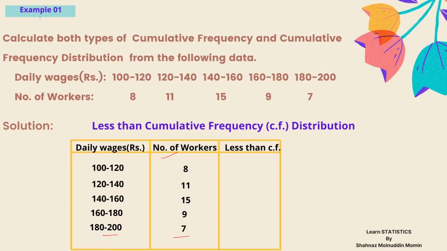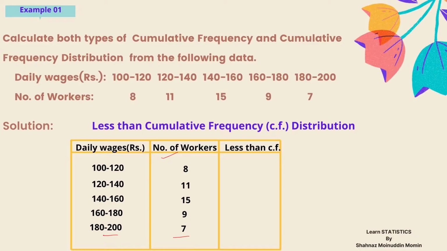Now let us consider the first example. Calculate both types of cumulative frequency and cumulative frequency distribution from the following data. Here we are given the daily wages and the number of workers. The daily wages are classified into different classes as 100 to 120, 120 to 140, likewise up to 180 to 200. Similarly, the corresponding numbers of workers are also given as 8, 11, 15, 9 and 7.